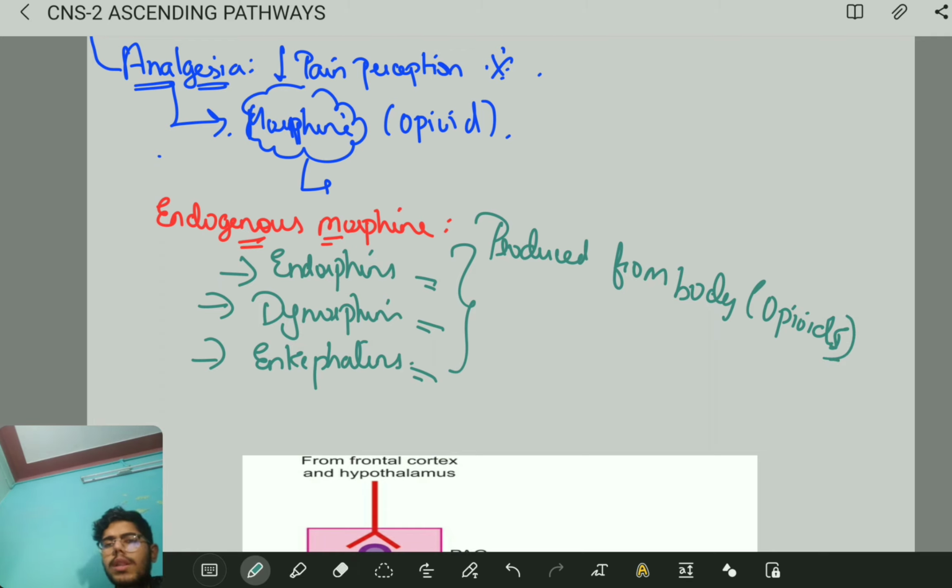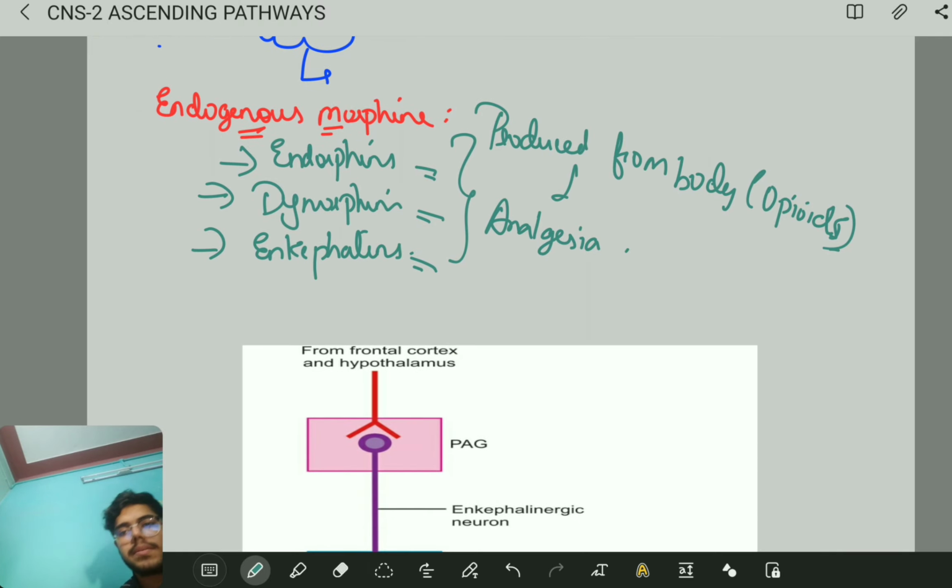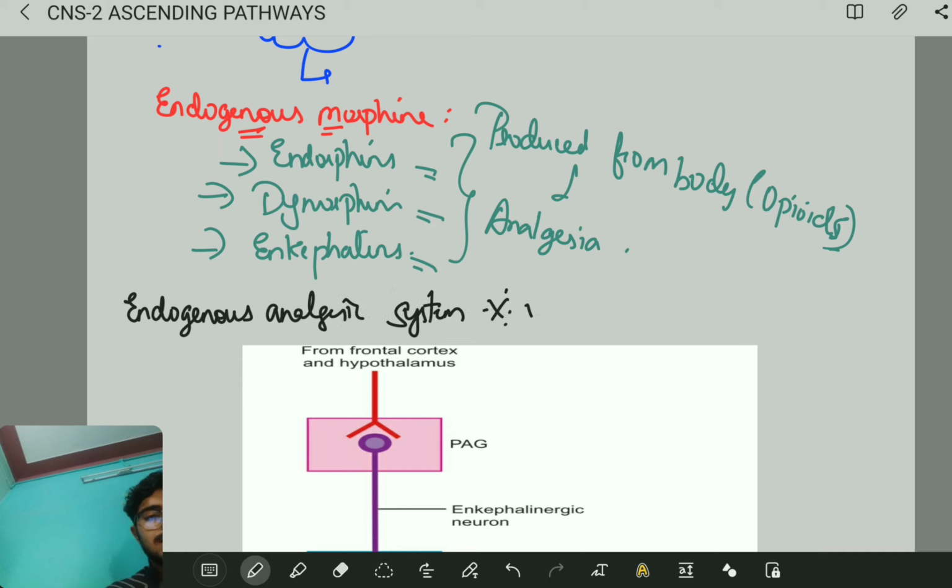They are produced in our body in the form of opioids, and because of this reason, we call this also as analgesia. That's it. Okay. Now let me introduce a term called the endogenous analgesic system. This endogenous analgesic system is found where?